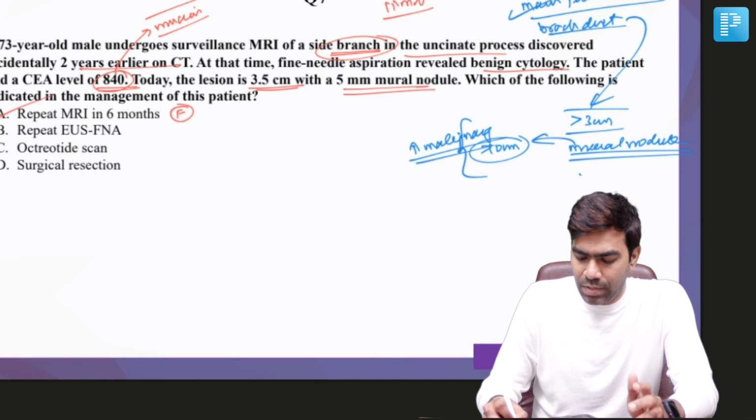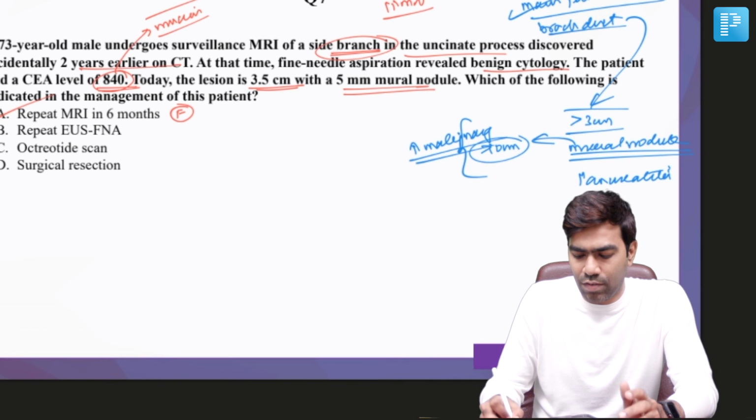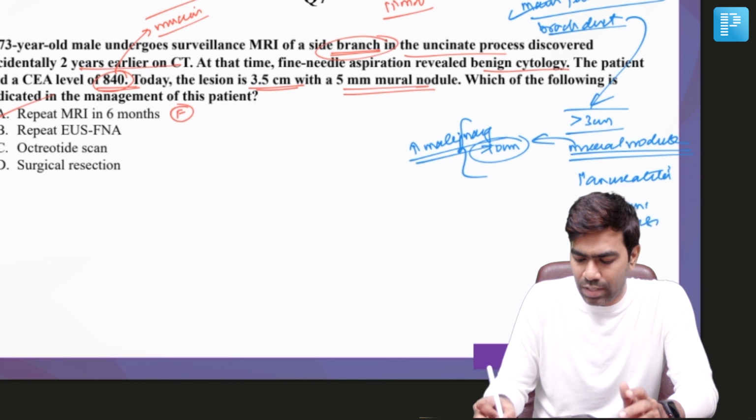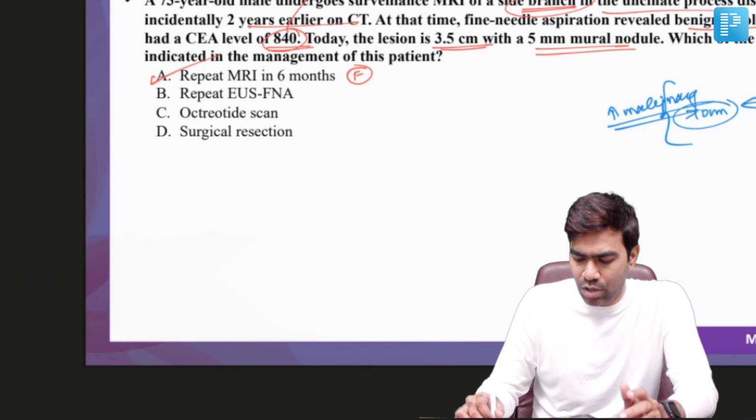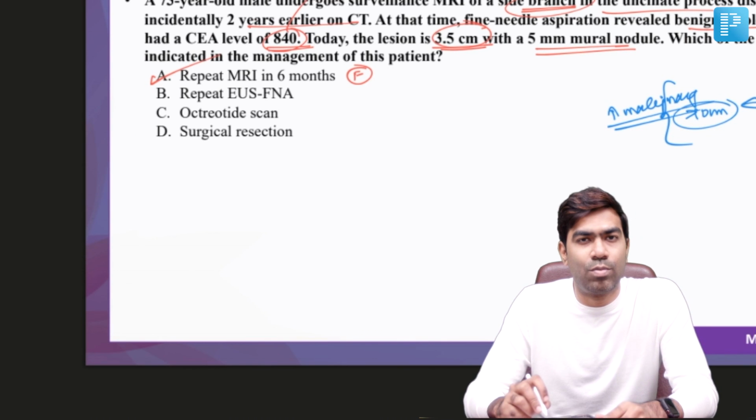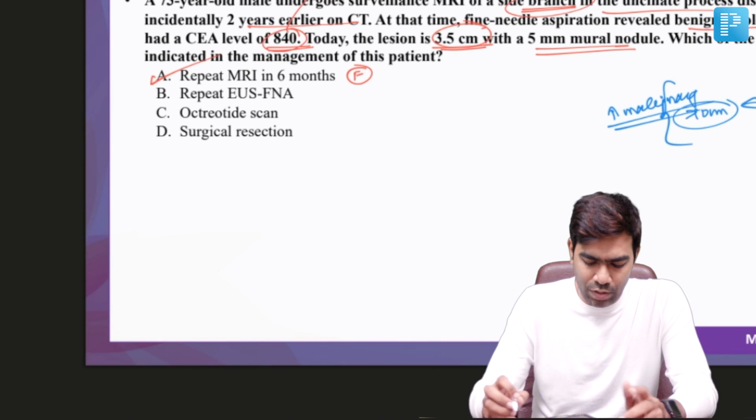And apart from that, if the patient is coming with other complications like pancreatitis, or the patient is having exocrine pancreatic insufficiency, these all become indications for surgery of the tumor. So repeating MRI in 6 months is not optimal, because the lesion size is more than 3 centimeters and surgery is going to be warranted.